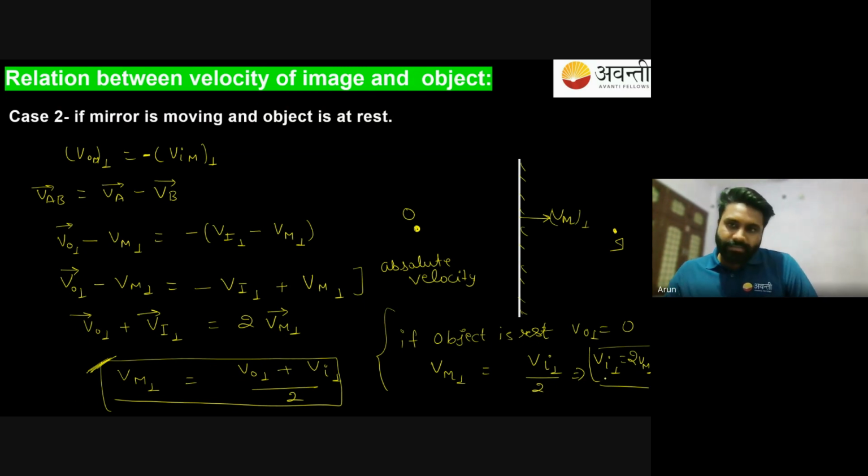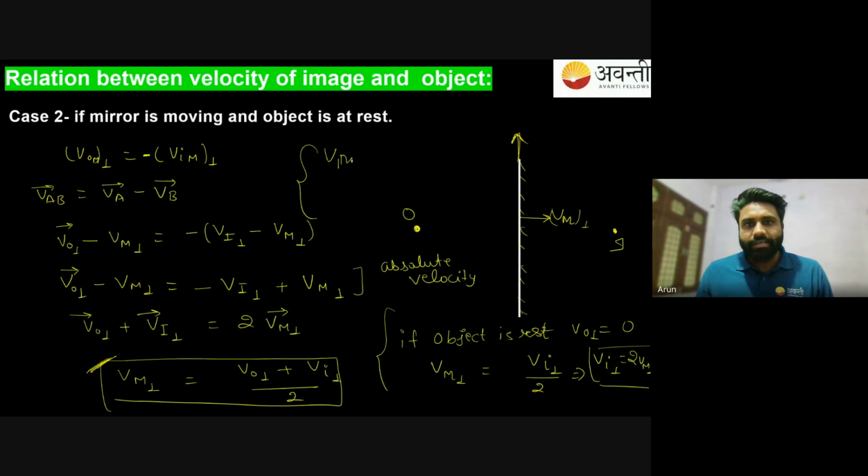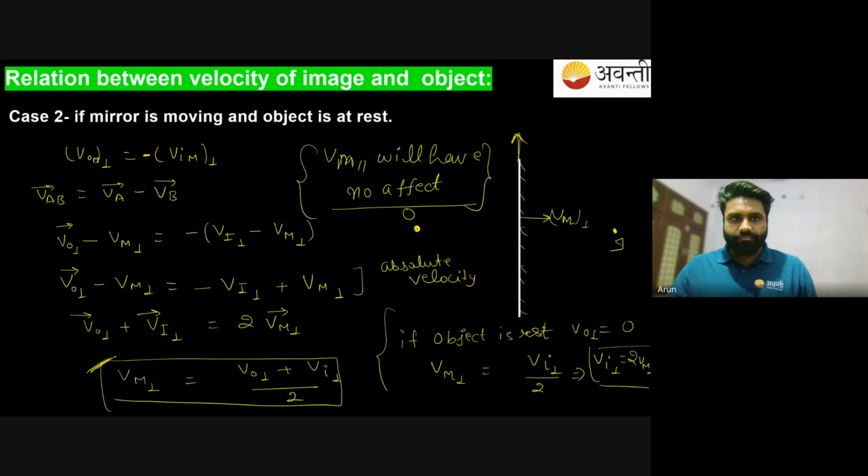And what if the mirror is moving parallel? Does it affect the velocity? Does it affect the position of the object and position of the image? No, because if this is the object, this is the image, and this mirror is moving like this, what happened? Nothing. So velocity of mirror parallel will have no effect. Got it? Yeah, this is it.